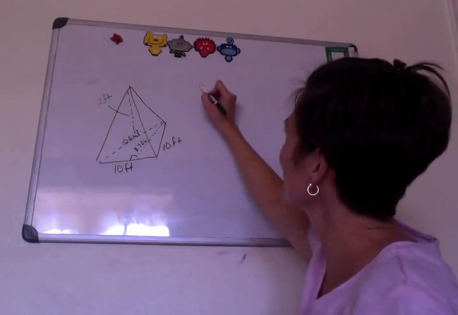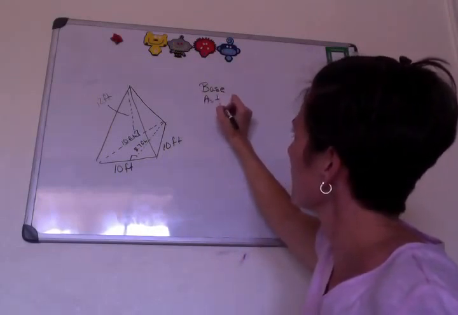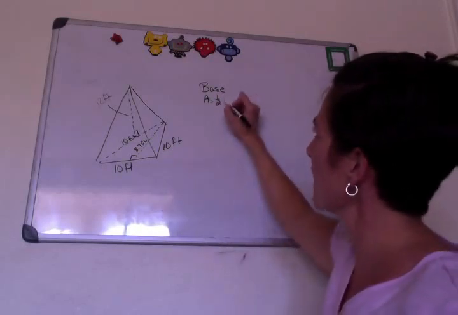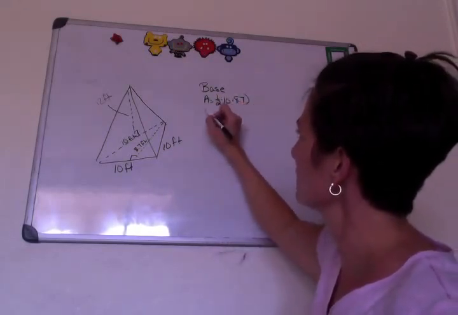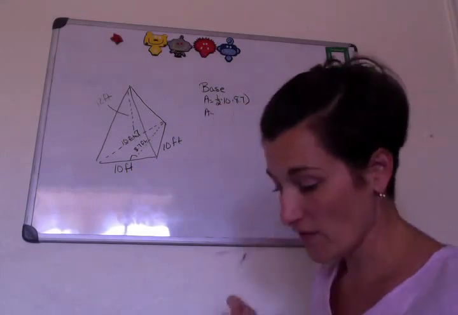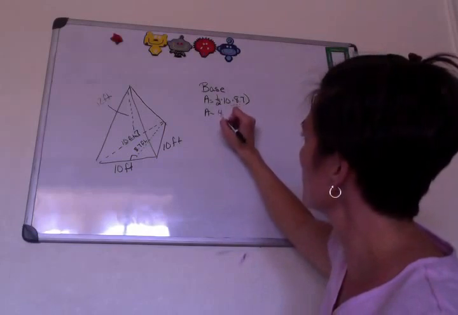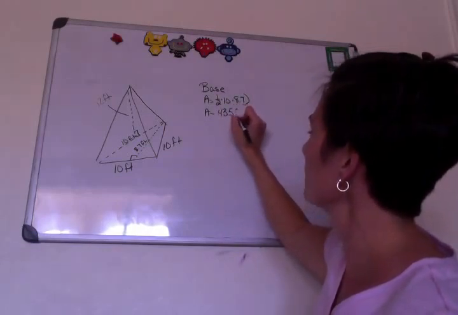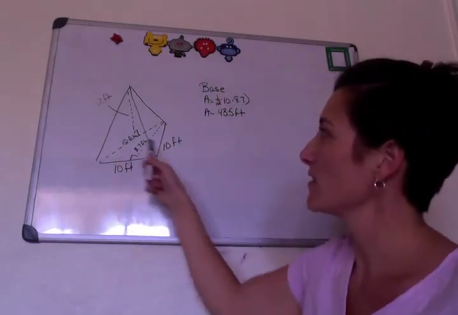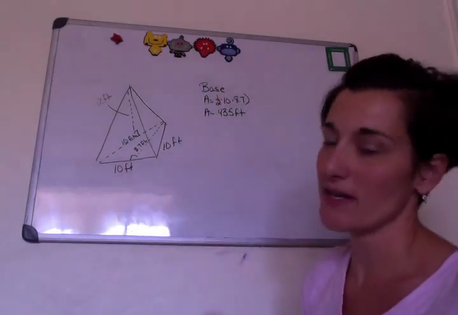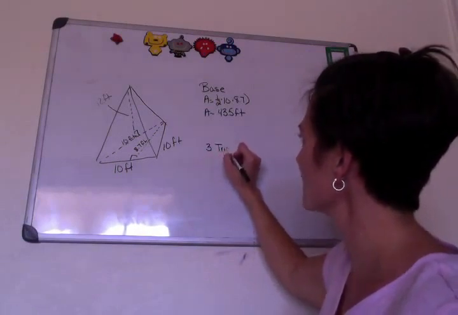Okay, so first I'm going to figure out my base. Area equals 1/2. My base is 10 times my height, which is 8.7. So in this case, I would get 5 times 8.7. Again, I cheated, I did the math. 43.5 feet. Again, just like the last example, all of the other triangles have the exact same base. So we're cool.